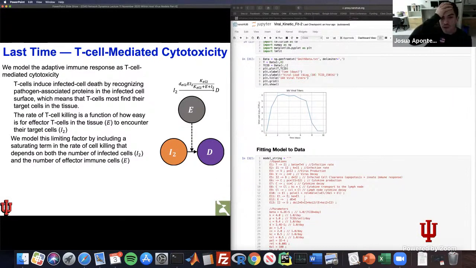In terms of the mathematical form that we chose, we did spend a little bit of time going over this last time. I don't know, James, do you want to go over it again?